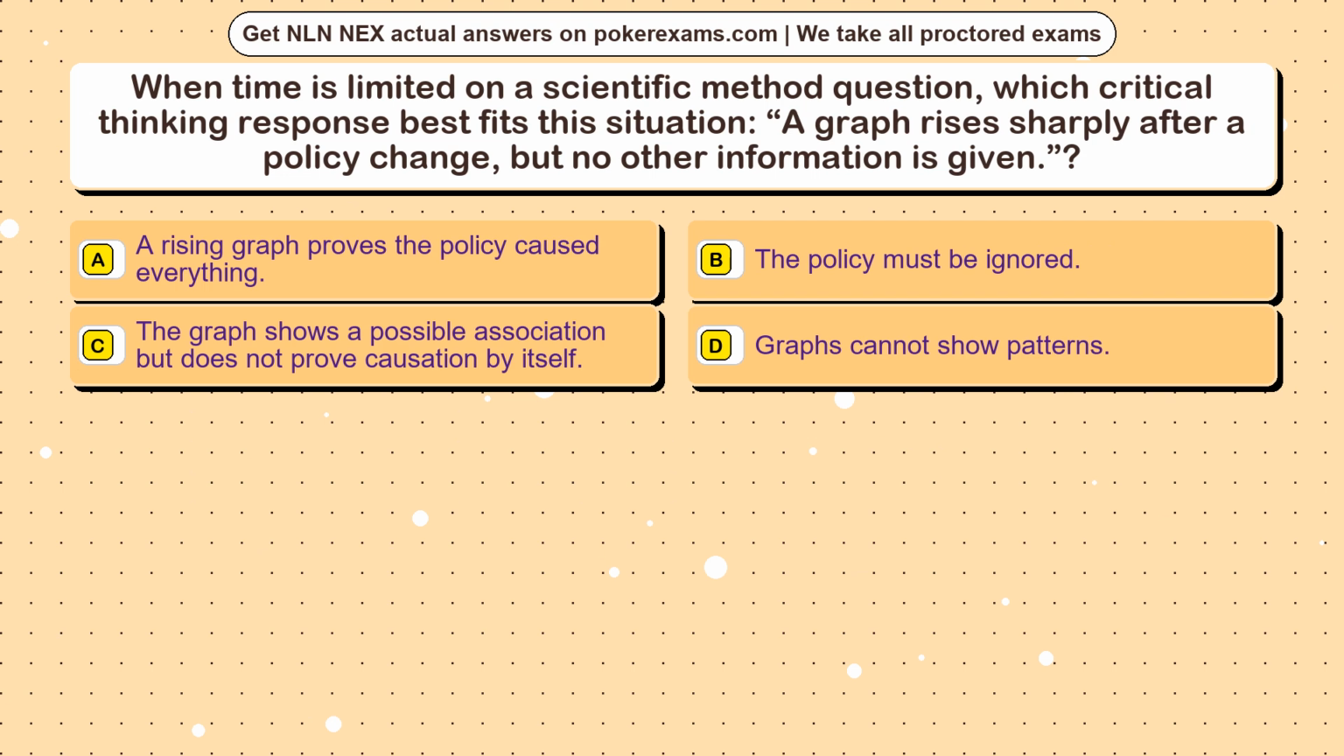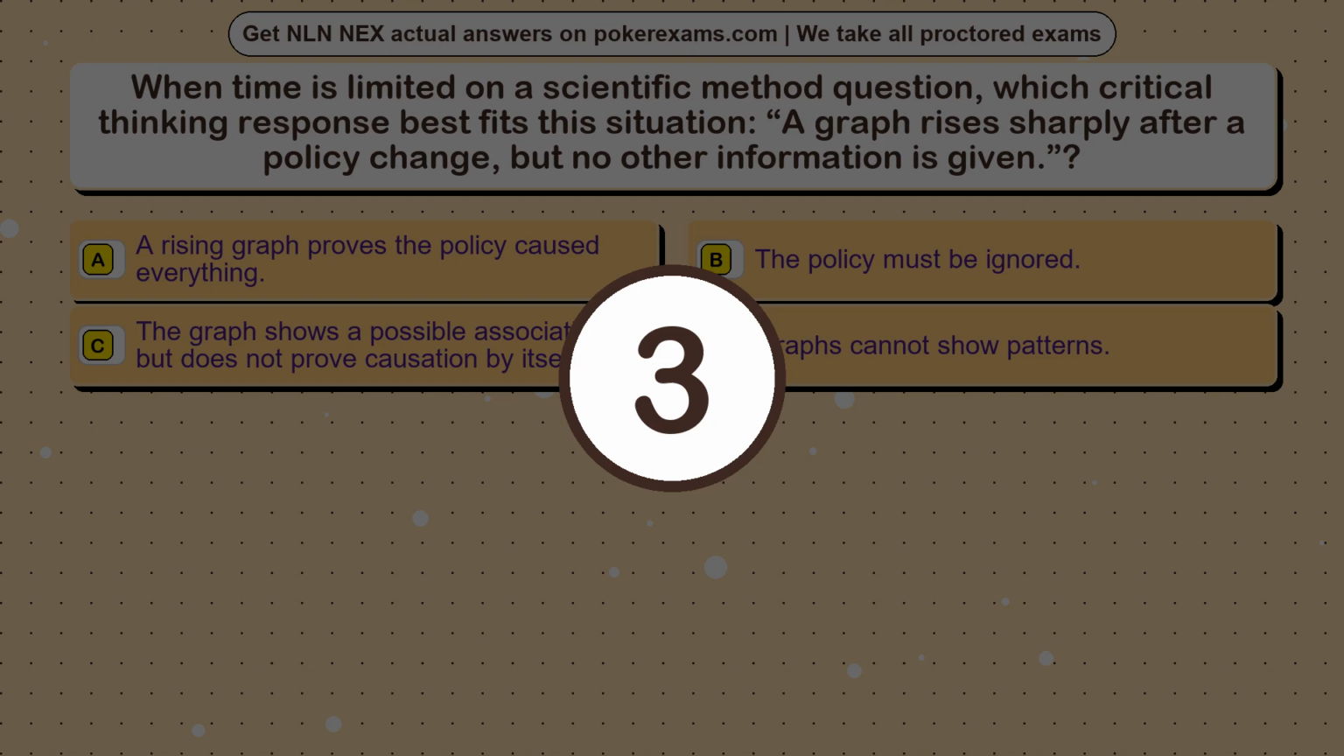Question 5. When time is limited on a scientific method question, which critical thinking response best fits this situation? A graph rises sharply after a policy change, but no other information is given. Option A, a rising graph proves the policy caused everything. Option B, the policy must be ignored. Option C, the graph shows a possible association but does not prove causation by itself. Option D, graphs cannot show patterns.